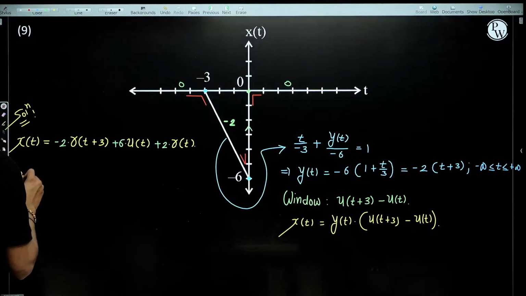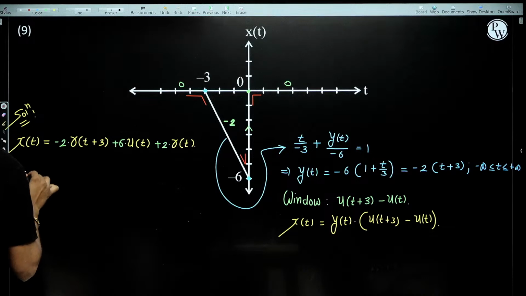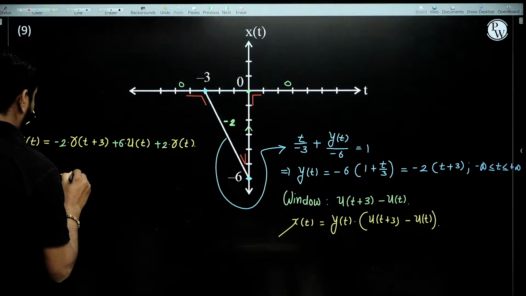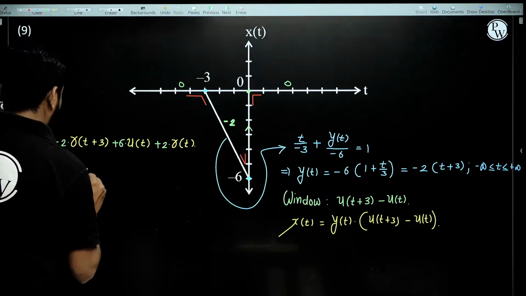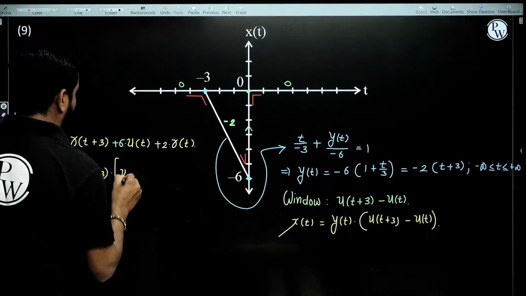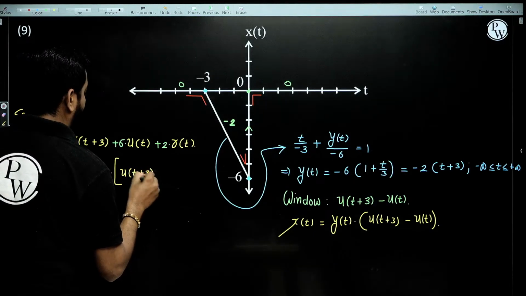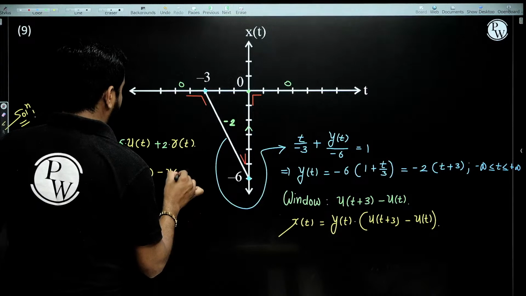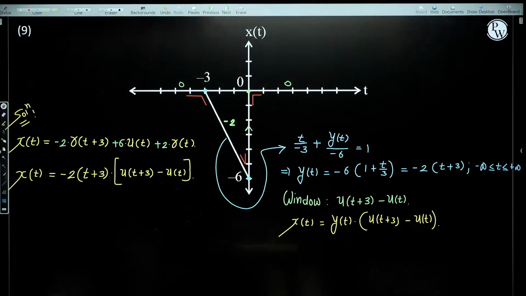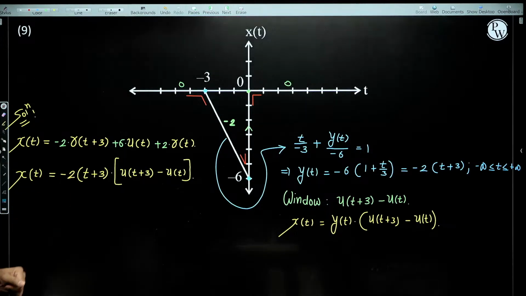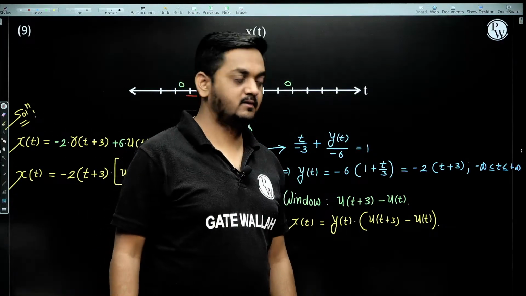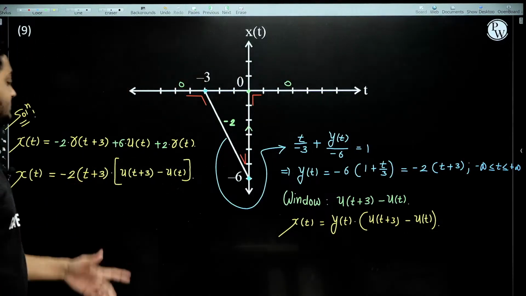Second answer: x of t is equal to y of t, that is minus 2 bracket t plus 3, into u of t plus 3 minus u of t. So x of t is minus 2 times t plus 3 into u of t plus 3 minus u of t. Okay, this is the final answer.